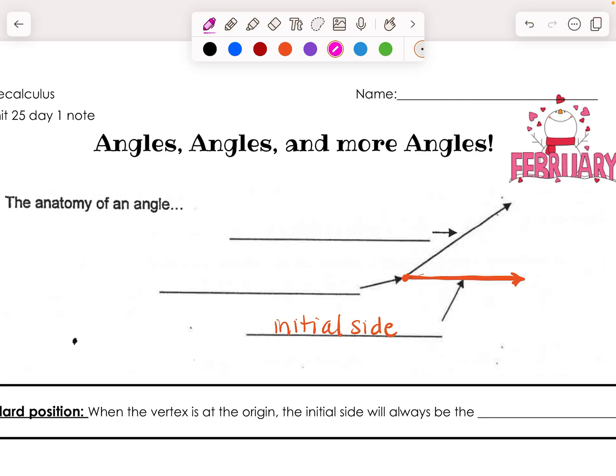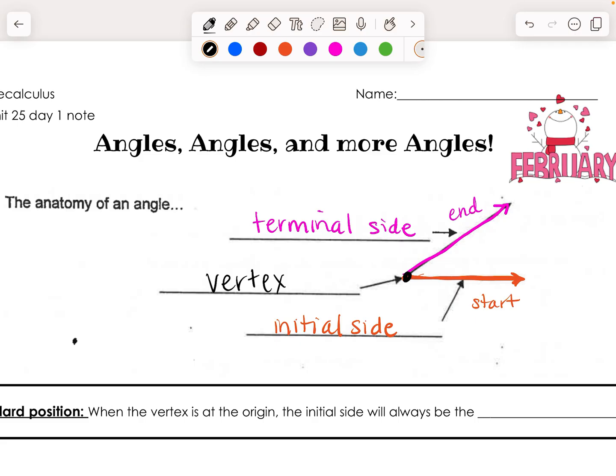Where it ends, so this is this. Let me go back. This is the start of the angle. Excuse me, this is the end of the angle. This is called the terminal side, where it ends. And the specific point where they connect together is called the vertex.